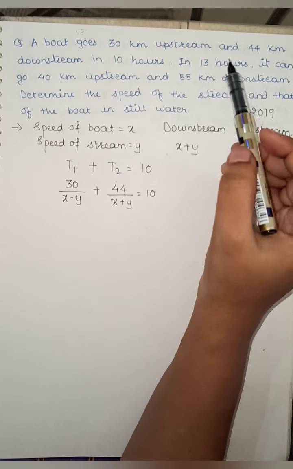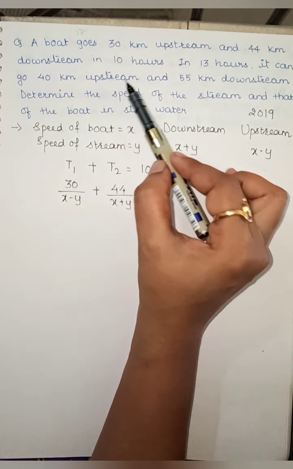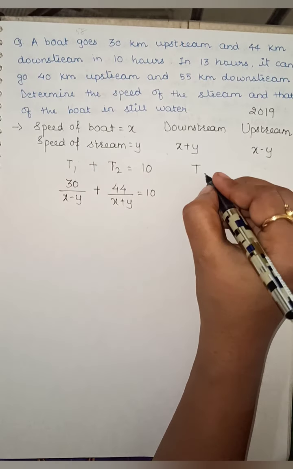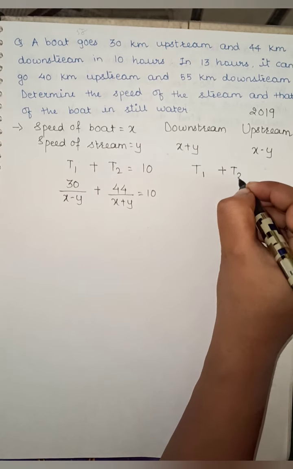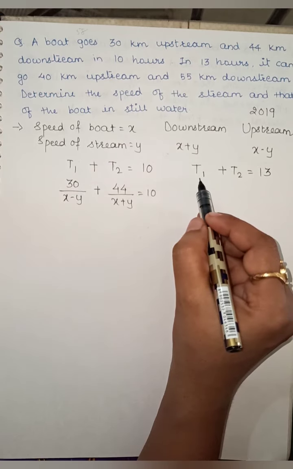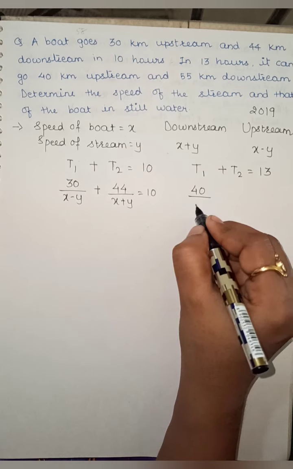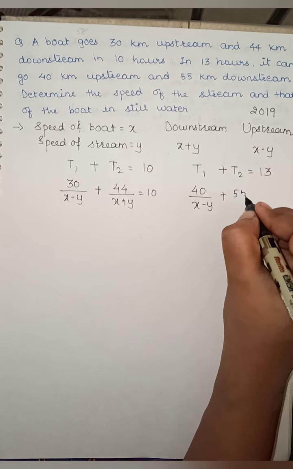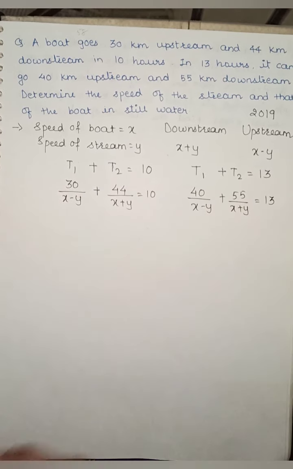Similarly, in second case, in 13 hours, it goes 40 km upstream and 55 km downstream. So now here also again, let us suppose that the upstream is again T1 and this T2, and in second case, the total duration is 13 hours. Upstream, it is going 40 km. Speed for upstream is x minus y. Downstream it is going 55 kilometers and the speed is x plus y, which is equal to 13.